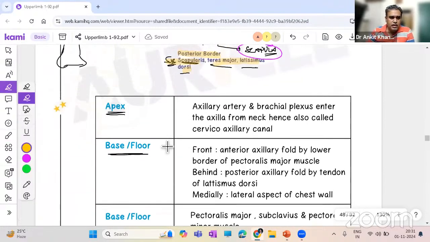Apex, now let me use a highlighter. Apex, we have entered the neck, also called the cervico-axillary canal. Base, in front, is the region of the armpit. In front we have the anterior axillary fold, the lateral margin of the pectoralis major, formed by the pectoralis major muscle. Posteriorly we have the posterior axillary fold, formed by the latissimus dorsi muscle. Both muscles are going like this, so their lateral borders form the anterior and posterior axillary folds.